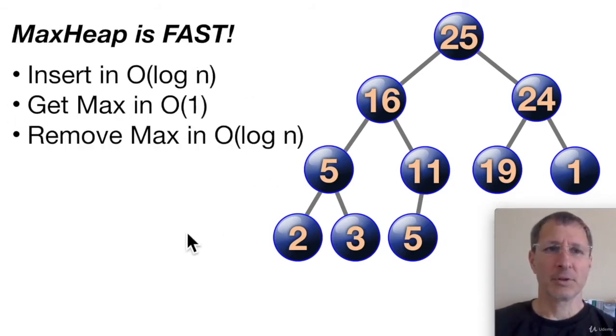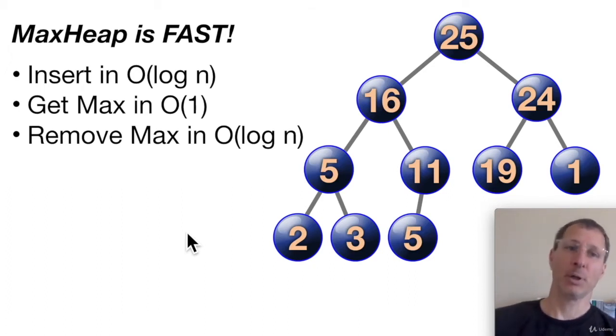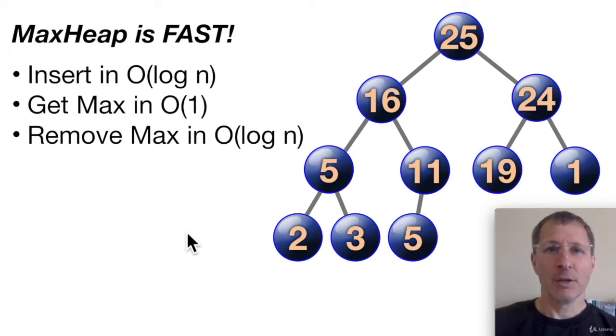So max heaps are fast. If you're familiar with big O notation, you can insert or add an item to a max heap in big O of log n time, which is extremely fast. And you can get the max item off of the top of the heap in big O of 1 time, which is pretty much instantaneous. You can remove the max, or pop, in big O of log n time. So the response time for a max heap is extremely fast. And that's why we use max heaps for some things. If you need to pop the maximum number off a heap, you can get it very quickly.